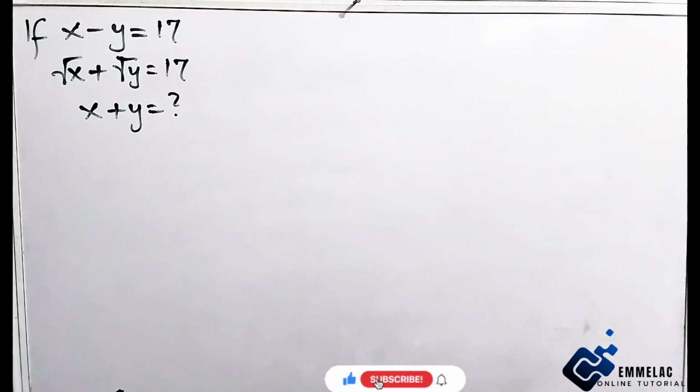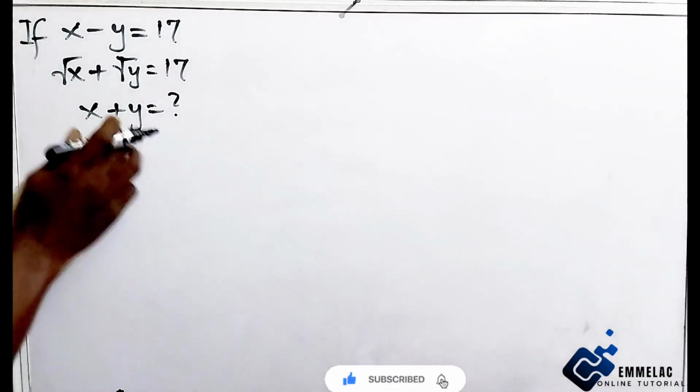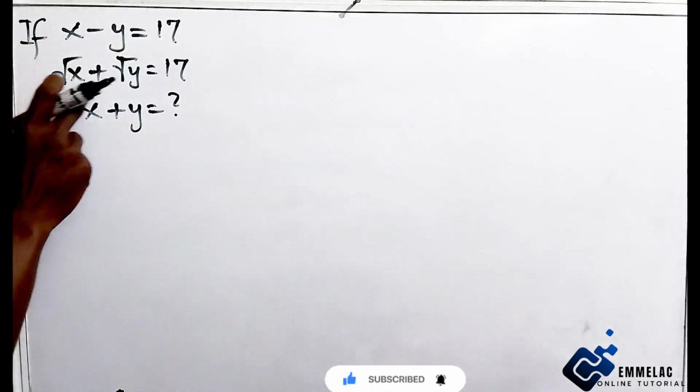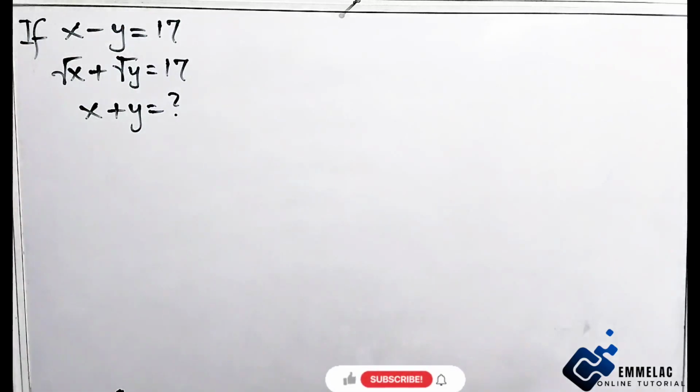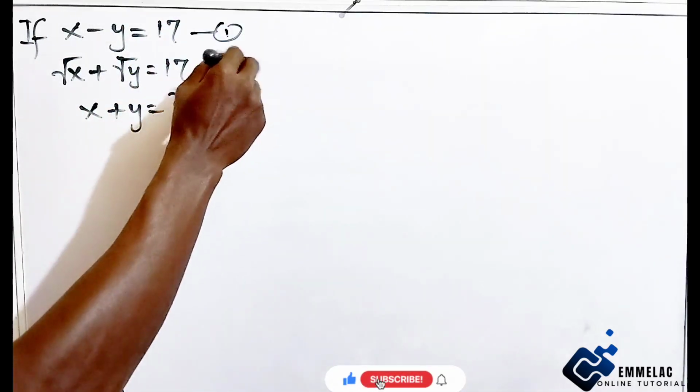This question, let's find the value of x plus y, if x minus y equals 17 and the square root of x plus the square root of y equals 17. Alright, let's make this equation 1. Let's make this equation 2.